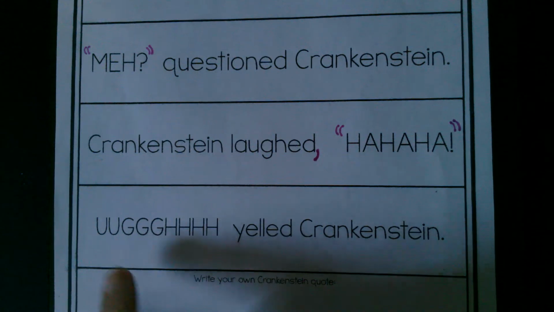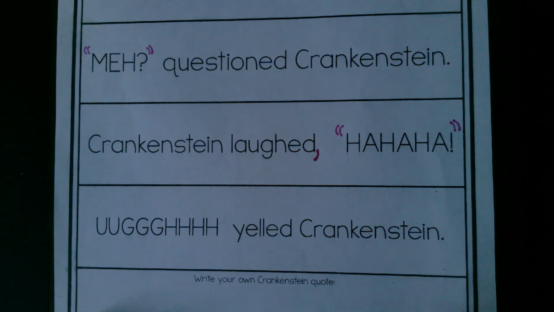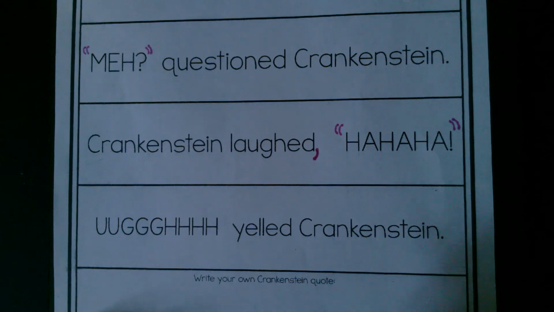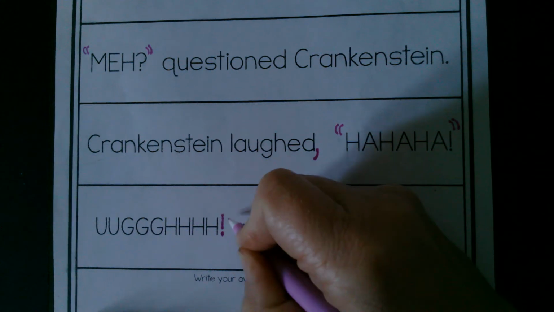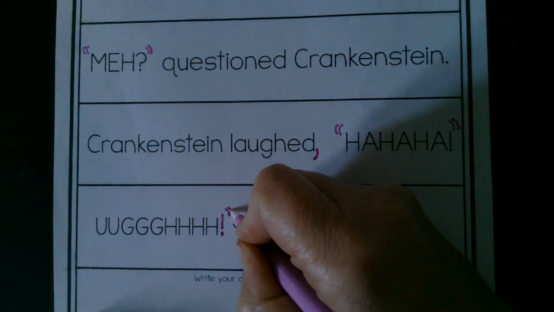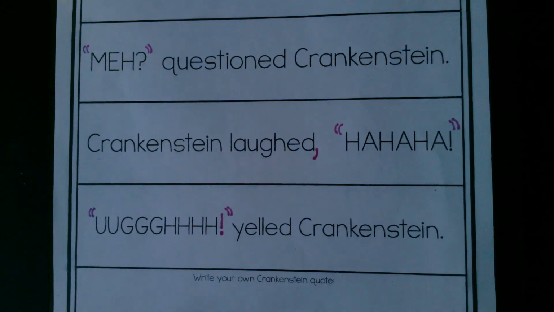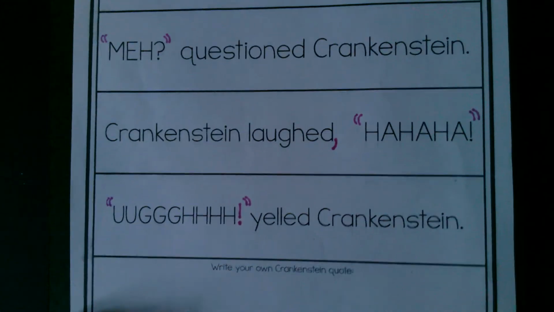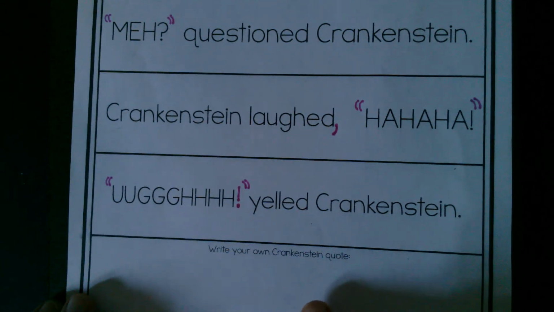The next one, ugh, yelled Crankenstein. So ugh is what he said, and he yelled it. So I'm going to use an exclamation point. And then I've got to close my quotes and open my quotes. That's what's coming out of Crankenstein's mouth. Ugh, yelled Crankenstein. And then write your own Crankenstein quote.